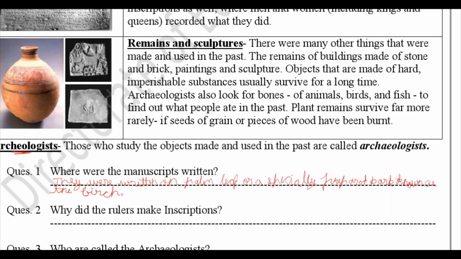Next we see, why did the rulers make inscriptions? Now I have told you rulers made these inscriptions so that they are visible to the people, so they can follow this and obey the rules.